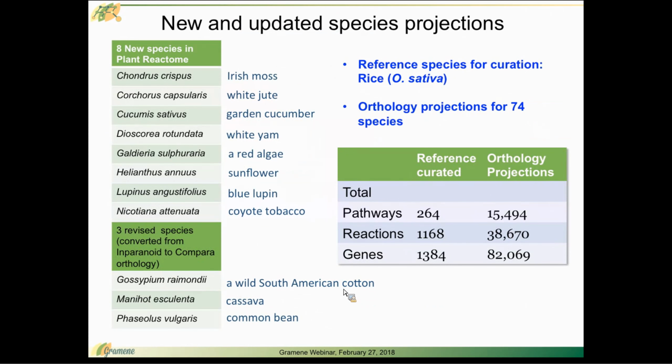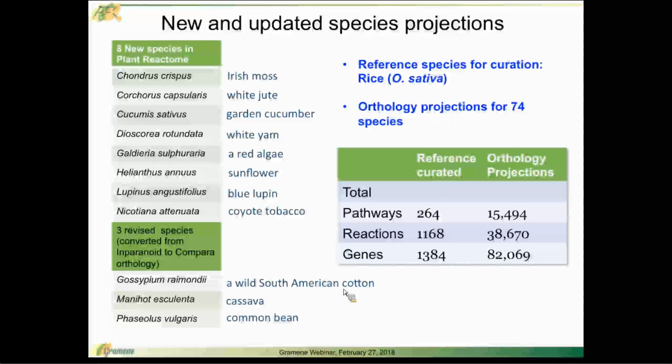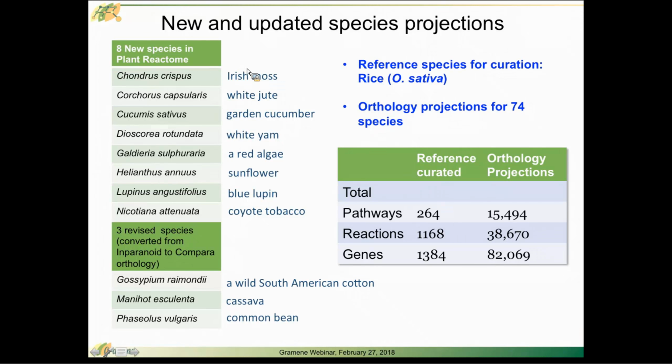Today I'm going to focus on some of the new things that we have going on at the Plant Reactome. I'll start by pointing out our new and updated species projections. We have 8 new species in Plant Reactome this time around. You'll see those listed in the upper left with their common names here. We've also revised 3 of our species because we've changed the projection source.